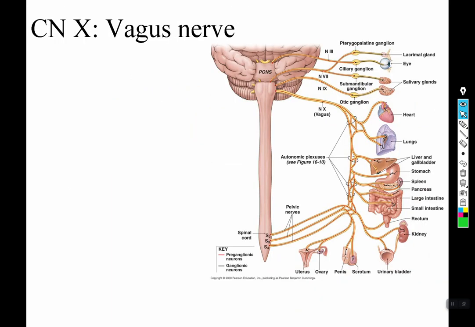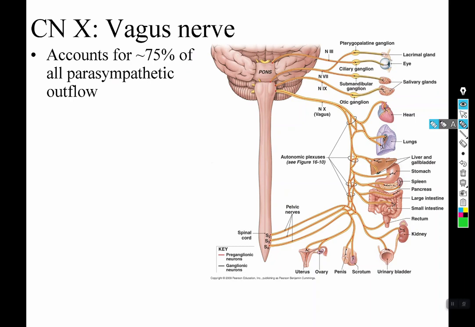So we've got, of course, this big long vagus nerve innervating all of your ventral cavity viscera, and therefore taking up the lion's share of parasympathetic outflow, which makes sense, right? Because your thoracic and abdominal viscera are responsible for keeping you alive. Your eyes and salivary glands, still important, not quite as much. I think we can all agree.